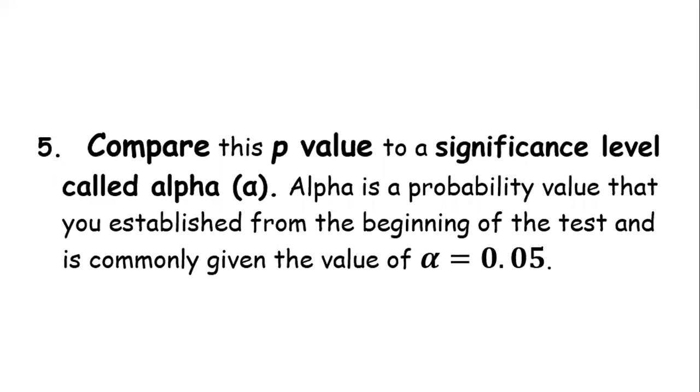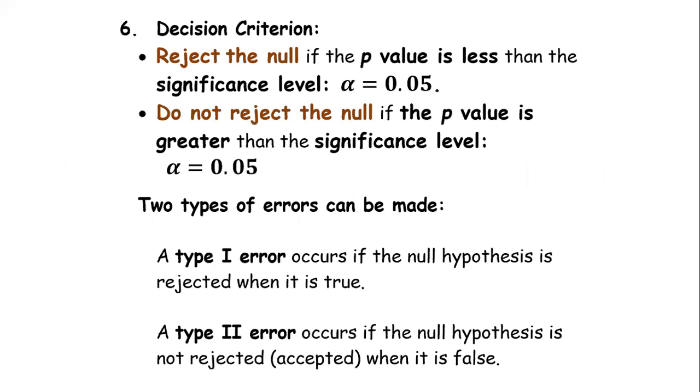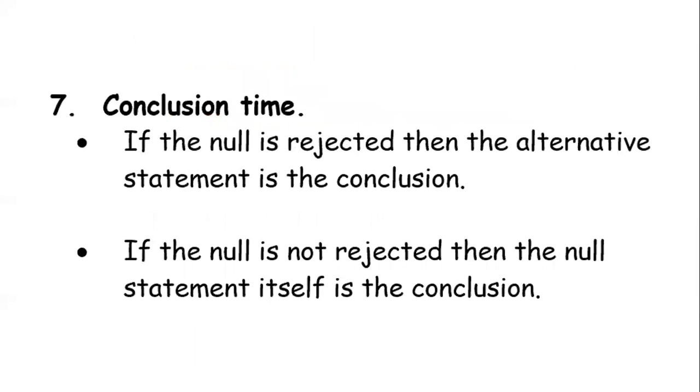And then here now you compare that p-value with the significance level that you started with. It could be 0.05. Now, if the p-value is less than the significance level, you reject the null, okay? If the p-value is not less than the significance level, if it is greater than the significance level, then you do not reject the null, okay? And there are two errors that you can make: either a type 1 error, that's if you reject the null and it is true, or you can make a type 2 error if you did not reject the null and it is false. Now you have to conclude.